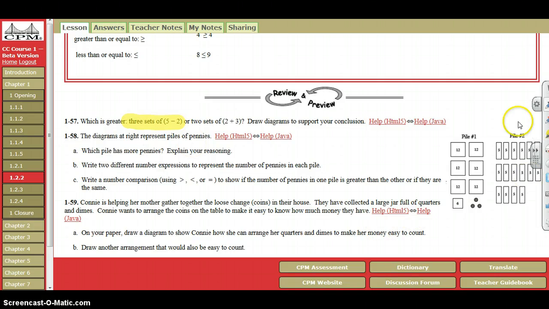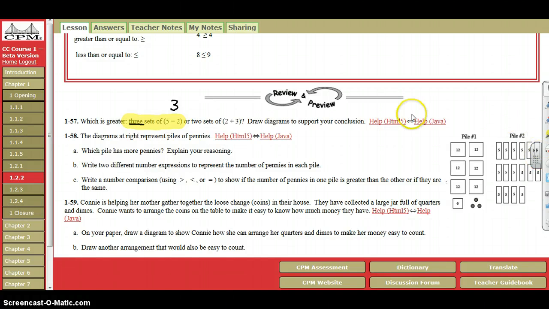Well, first off, let's think about what 5 minus 2 actually is. 5 take away 2 would be 3. Let me erase that and try again. 5 take away 2 would be 3. Okay? How much is 3 sets or groups of 3? That's kind of how you want to go about solving that.